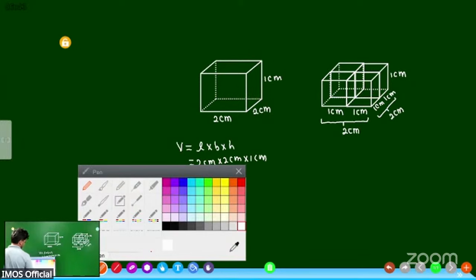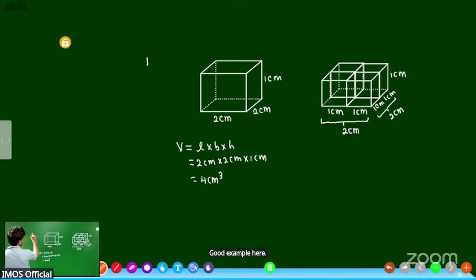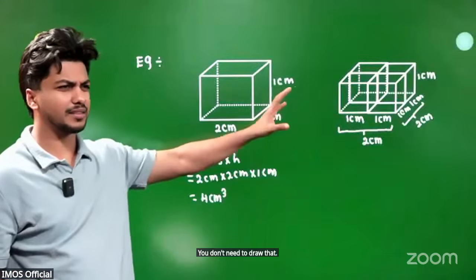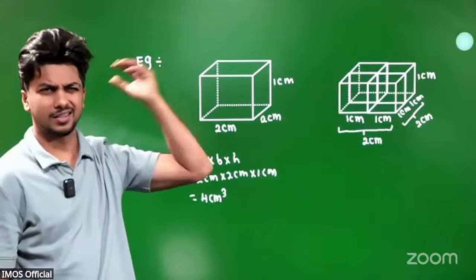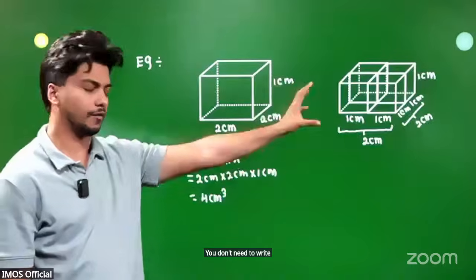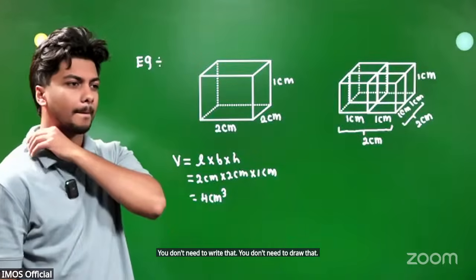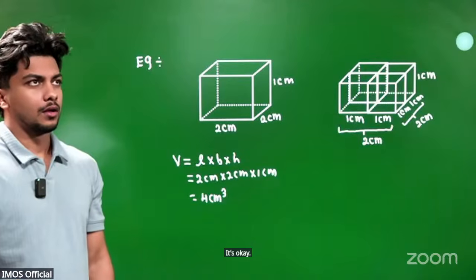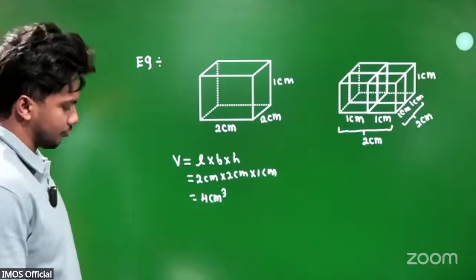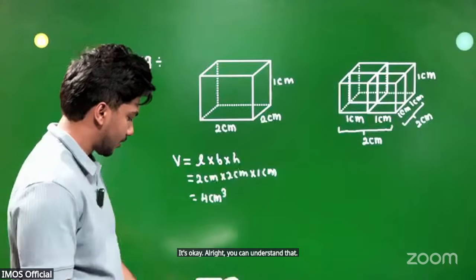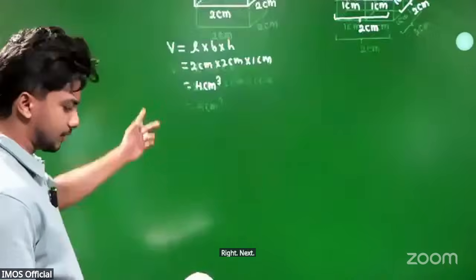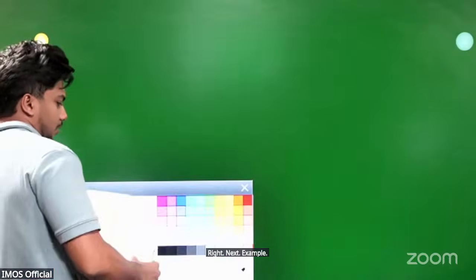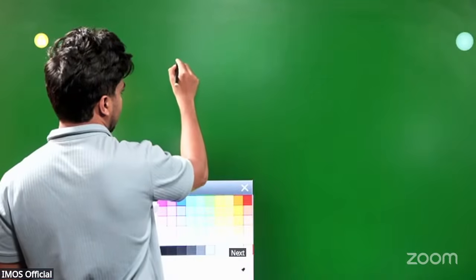For example here. You don't need to draw that. I gave this only to explain. You don't need to write that. You don't need to draw that. Okay. All right. You can understand that. Right. Next example.